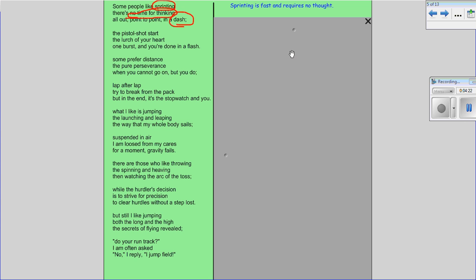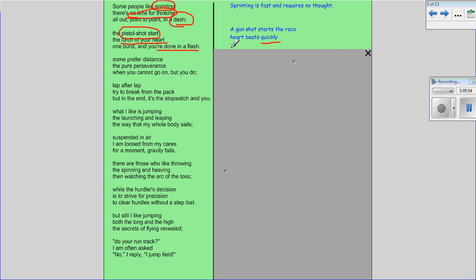Our next stanza, the pistol shot start, the lurch of your heart, one burst and you're done in a flash. Here I paraphrase this to mean a gunshot starts the race, heart beats quickly. So here we know the pistol shot start, so that's the gun that starts the track races. A lurch of your heart, meaning that your heart is beating really quickly, and you're done in a flash. So I might even add here, or I have that right here, the word quickly, but that deals with my heart, not that the race is done quickly.